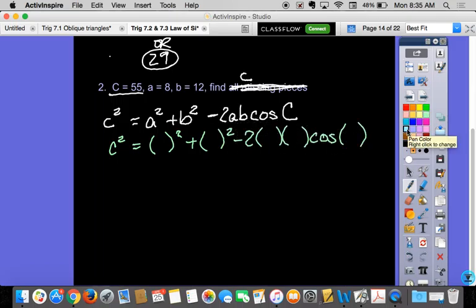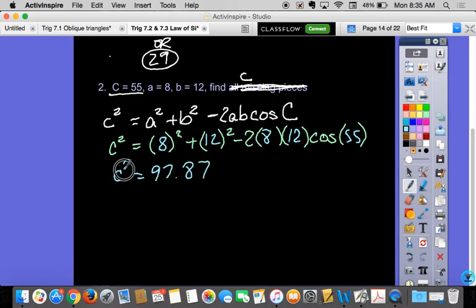And then come back in and stick in your information. And then it's typing time. 8 squared plus 12 squared minus 2 times 8 times 12 times cosine 55. And we come up with 97.87, and you can write down as many decimals as you want because that's not the final thing. Looks like we need to go to integers from what I've got up there. Square root of my answer, and this thing rounds to 10. So that's all there is to finding a side.